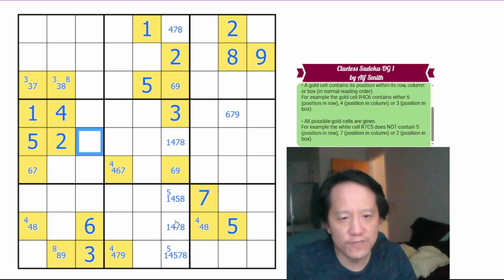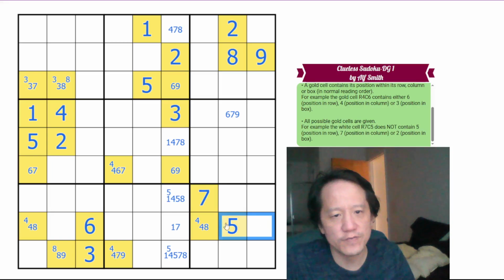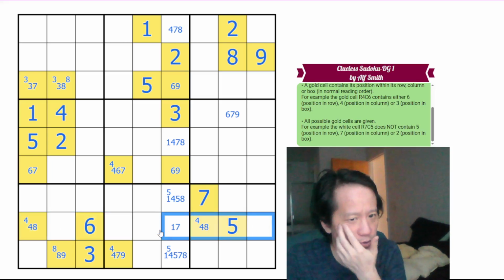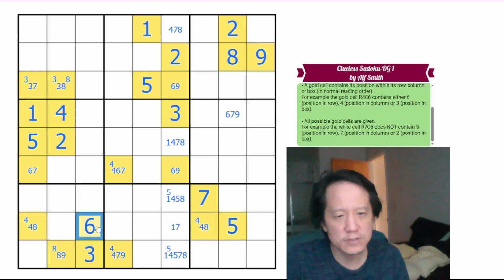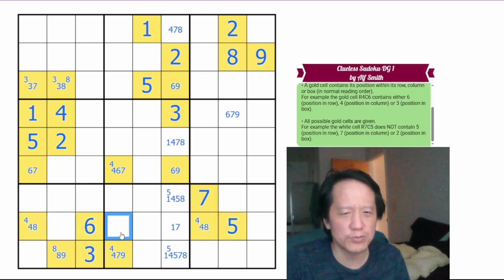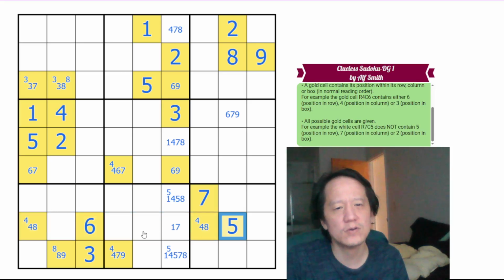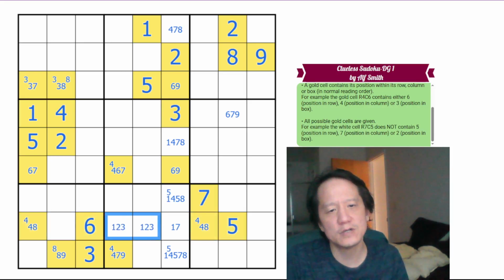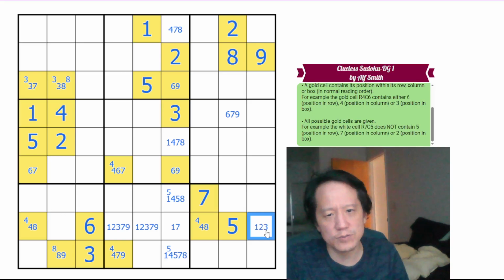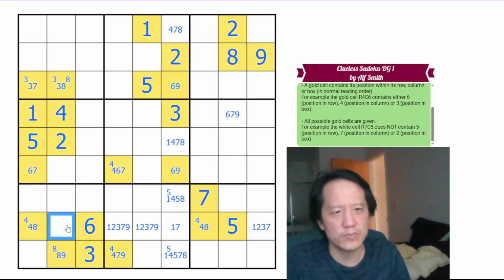Okay, this can't be 4 or 8 because of the 4, 8 pair in the row. What are the remaining digits in row 8? We have 1, 2, 3, 7, 9. Because of the 4, 8 pair, they cannot be here. This can't be 9 because of the 9 in the column. 1, 2, 3, 7, 9. This can't be 2 or 3.